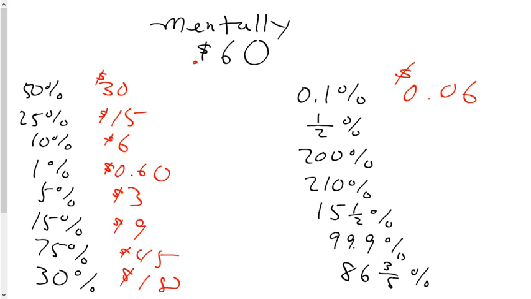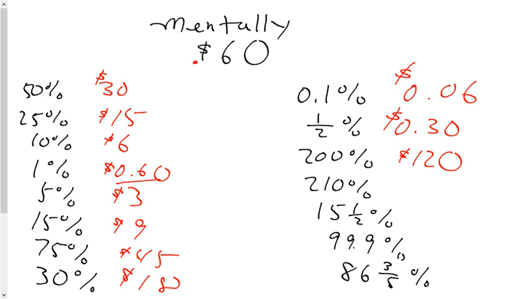0.5%. Julius, what do you do to get 0.5%? Correct. If you look at 1%, which is 60 cents, half of that would be 0.5%. So therefore, it's 30 cents. And the last one, Calvin, how do you get 200%? That's right. You just double the number. So it's $60, it's $120.